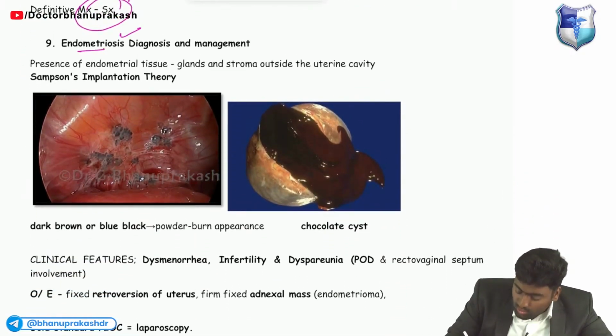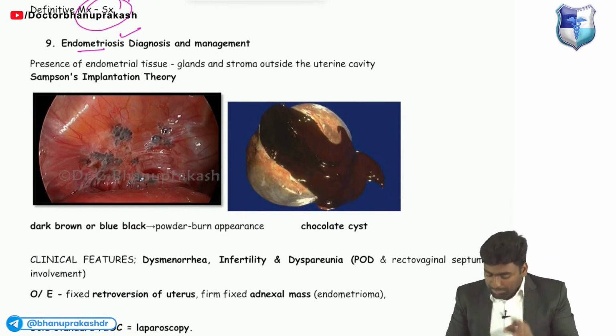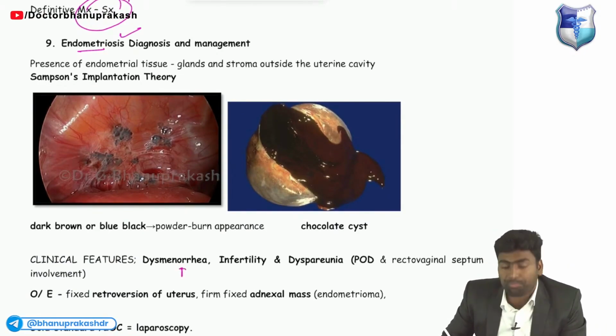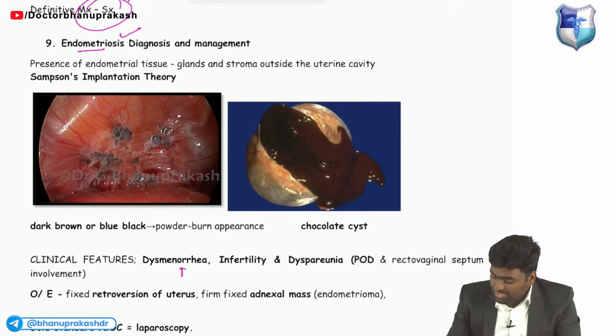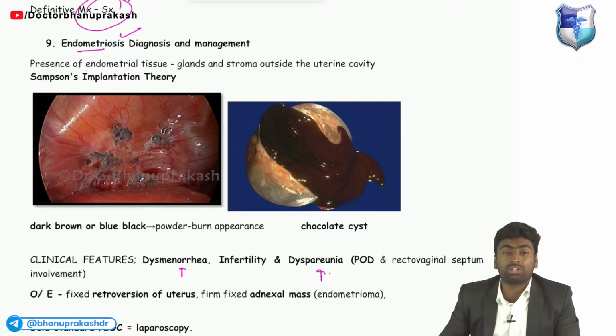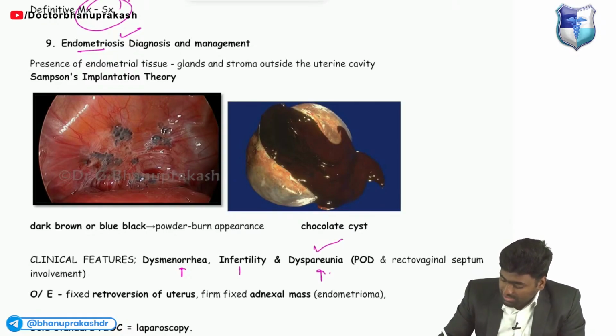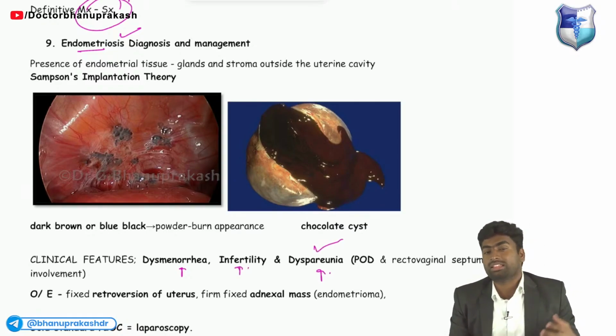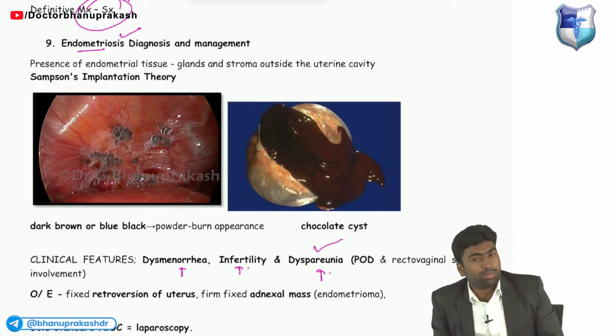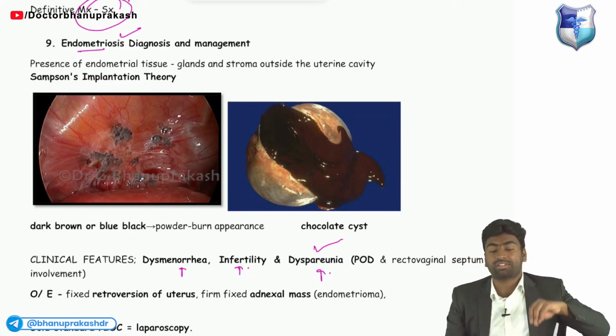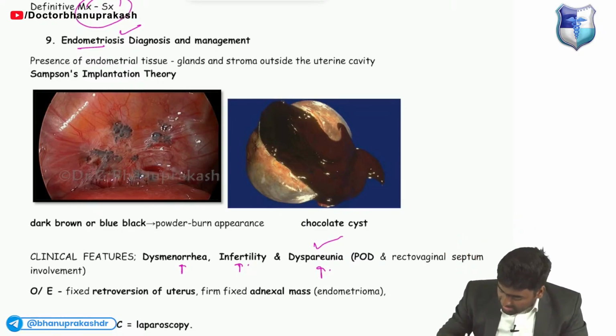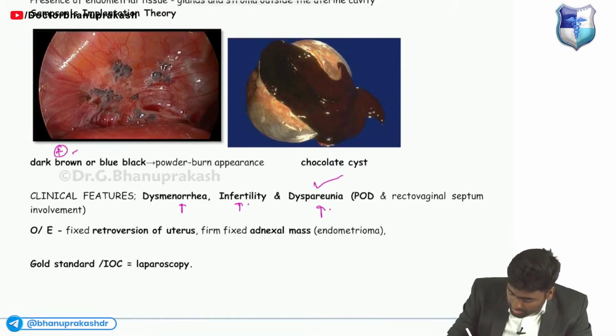Next, about endometriosis. If you see in the case of endometriosis, the patient will be having a typical complaint. Kya bolenge? There is a feature of painful menstruation, and there is pain during intercourse, which is known as dyspareunia, and there is a feature of infertility. All of them are the classical features of endometriosis. Endometriosis is the presence of endometrium outside the uterus.